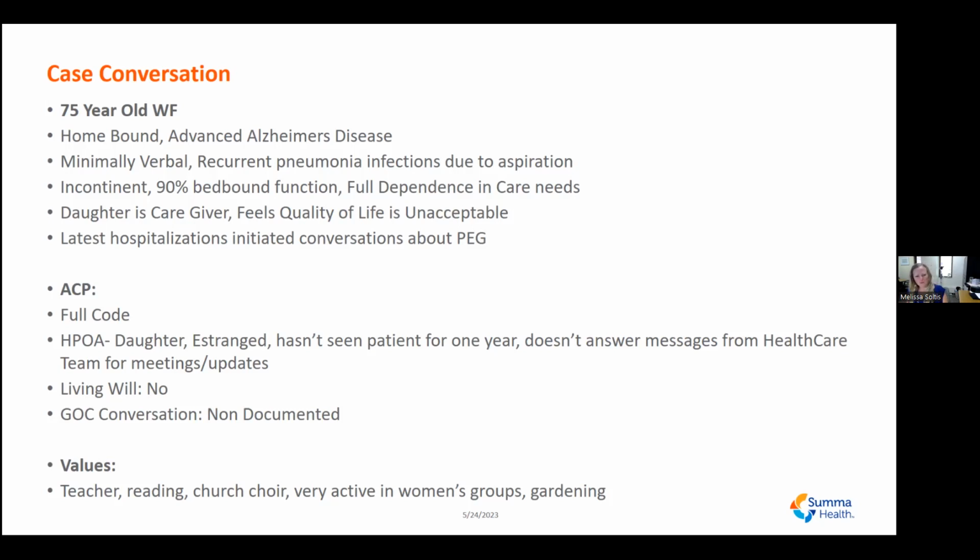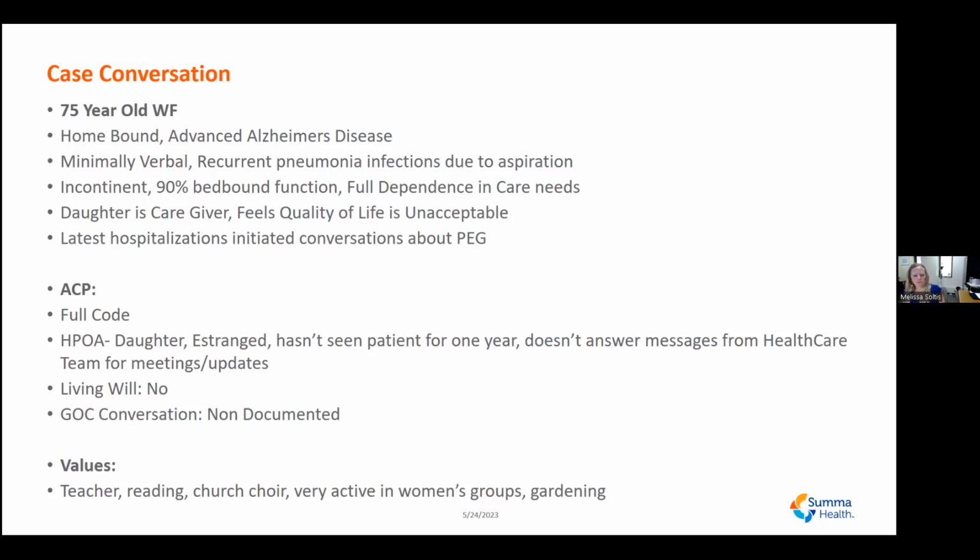And the social component of this is her daughter, we'll call her daughter number 1, is her full-time caregiver. She lives with her. And she expresses that her mom's quality of life is unacceptable. She believes that if her mom could speak, she would say this is not acceptable, and she wouldn't want to go back to the hospital, and she thinks that she should be on hospice. The latest hospitalization, which was just a few weeks prior, the critical care doctors started initiating conversations about a feeding tube with her to prevent further aspiration pneumonia.